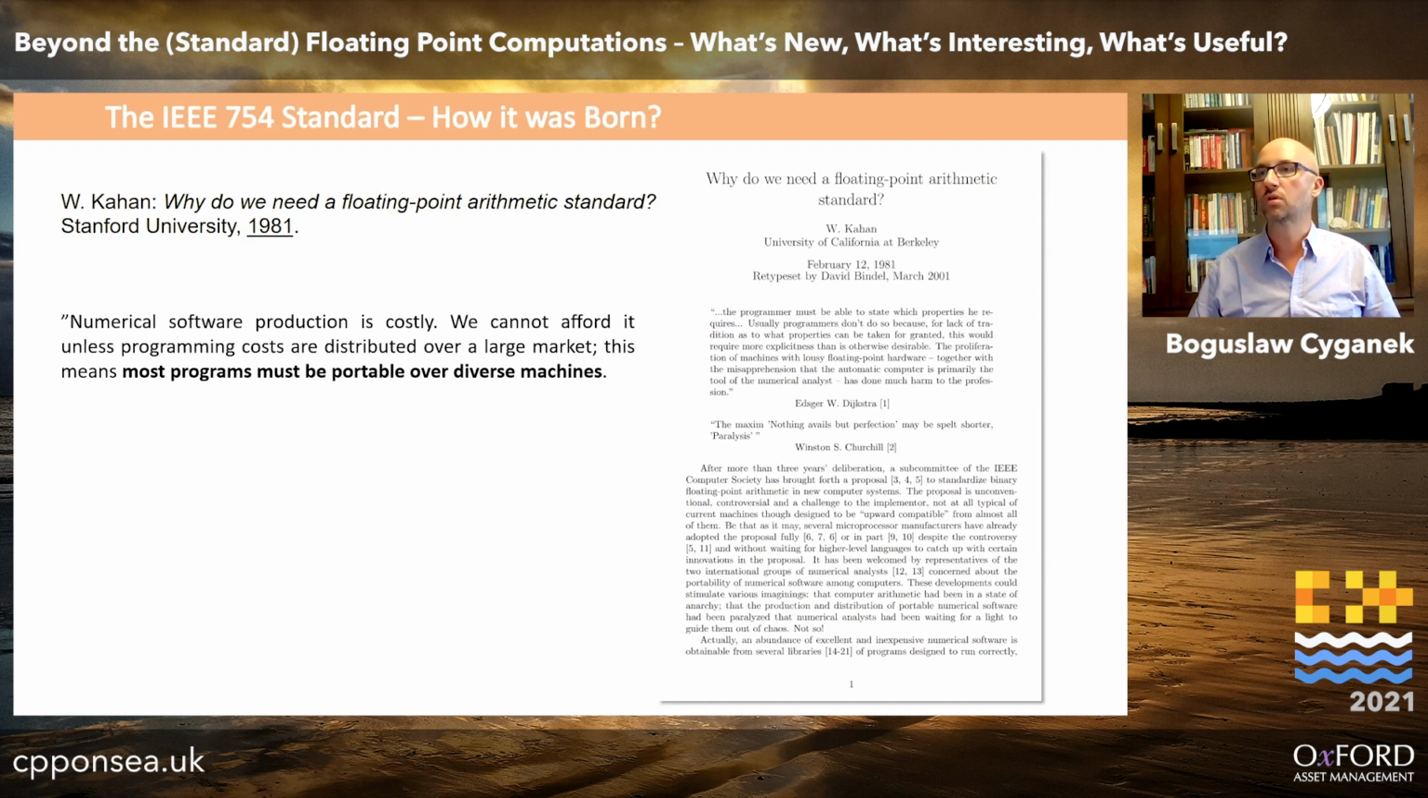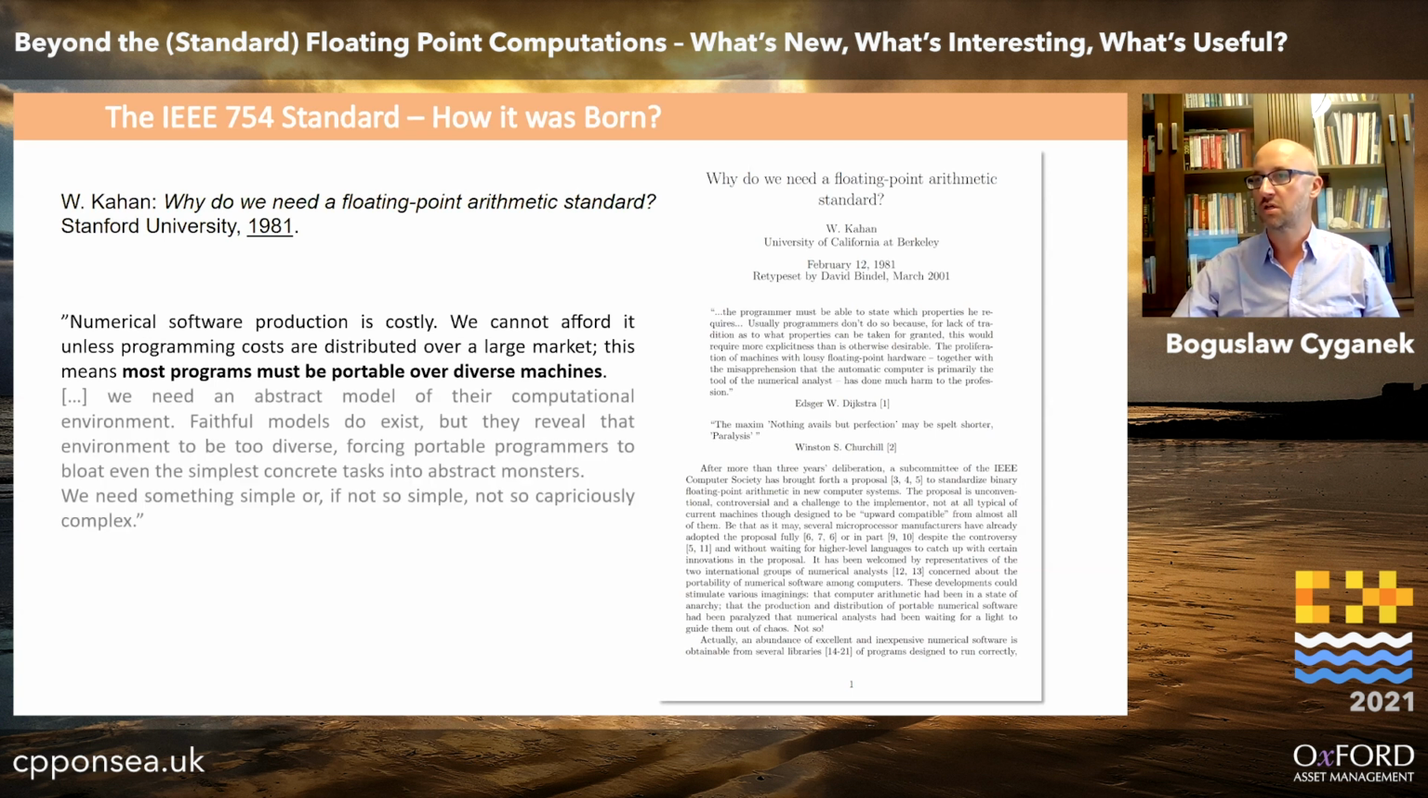So he wrote, numerical software production is costly. We cannot afford it unless programming costs are distributed over a large market. This means most programs must be portable over diverse machines. And also, we need an abstract model of their computational environment. We need something simple, or if not so simple, not so capriciously complex.